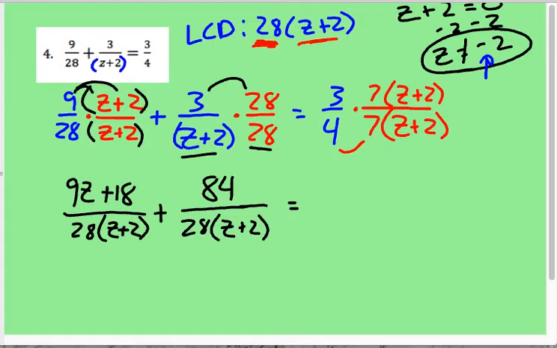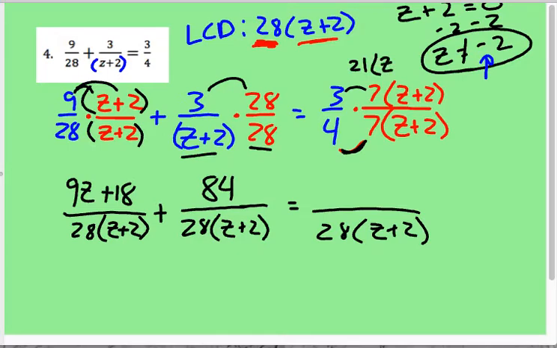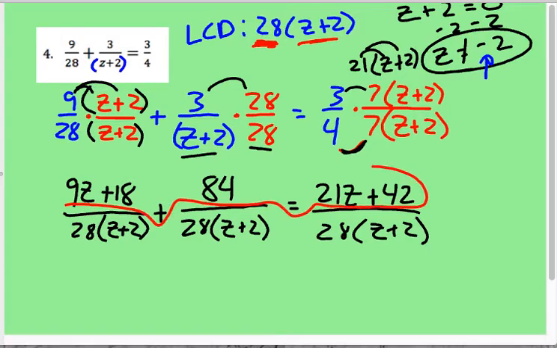Equals, okay, 4 times 7 is 28. So I'm going to have 28 times z plus 2. 3 times 7 is 21. So I'm going to take 21 and multiply it by the z plus 2 using the distributive property. And I end up with 21z plus 42. And there it is. It's a lot of work. But we have a common denominator. So basically, my solution is going to come from adding the numerator and setting it equal to the numerator on this side.